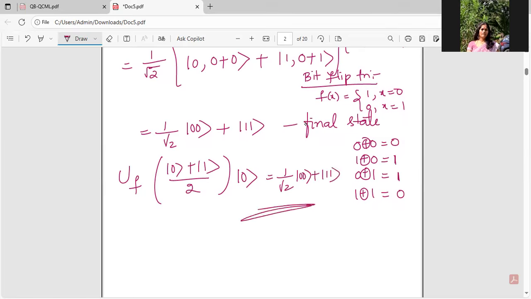This is how I will apply the unitary operator, the unitary function, to an identity function. Okay. Thank you.